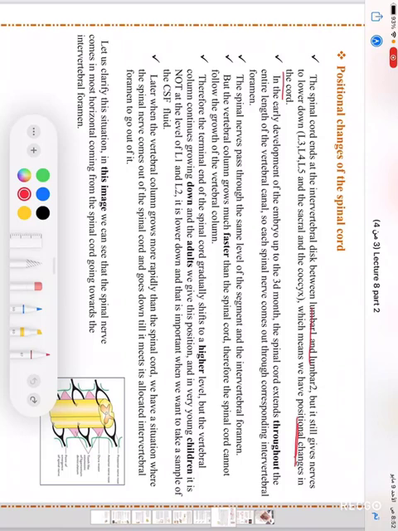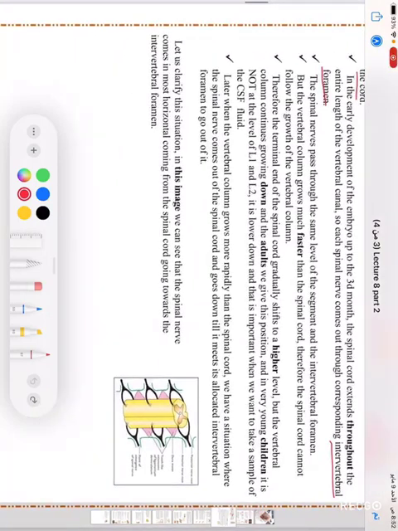So each spinal nerve comes out through the intervertebral foramen. The spinal nerve passes through the same level as the segments and the intervertebral foramen. The spinal nerves just pass at the same level of the segments and intervertebral foramen, so they are like parallel lines.